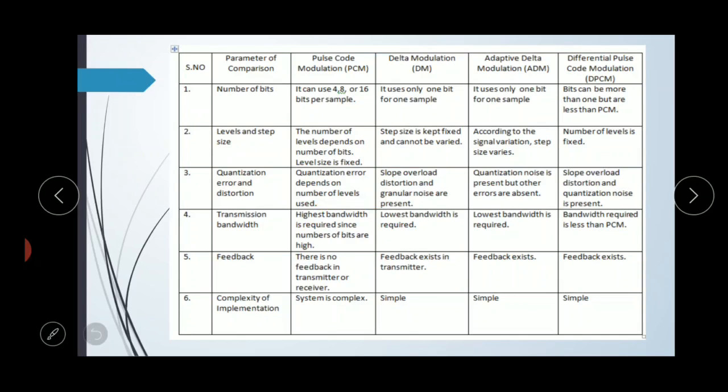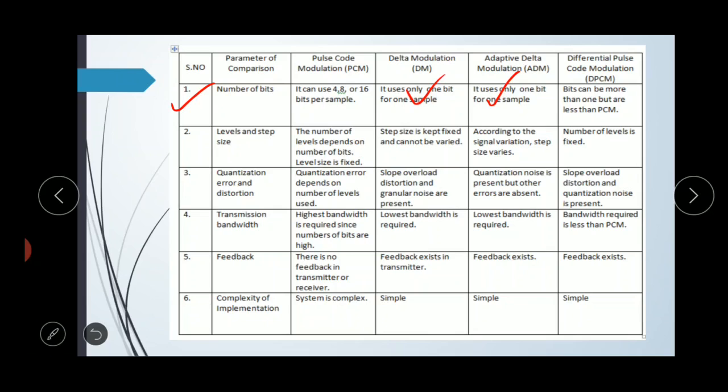So here first one is the number of bits. In pulse code modulation it can use 4, 8 or 16 bits per sample. In delta modulation it uses only 1 bit for one sample. Then in adaptive delta modulation it uses only 1 bit for one sample. Means delta modulation and adaptive delta modulation use the same number of bits. In DPCM bits can be more than 1 but are less than PCM. Means it is moderate, in between PCM and delta modulation.